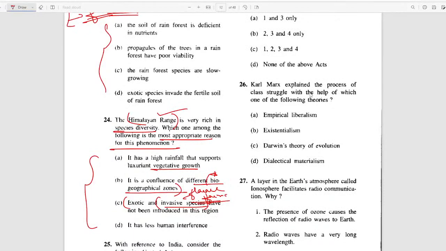Then the 26th question is on Karl Marx. Explain the process of class struggle with the help of which of the following theories? Read about these theories: empirical liberalism, existentialism, Darwin's theory of evolution, and dialectical materialism. At least go through the Karl Marx principles and what he has explained. And these are the things that you have to take away from these questions.